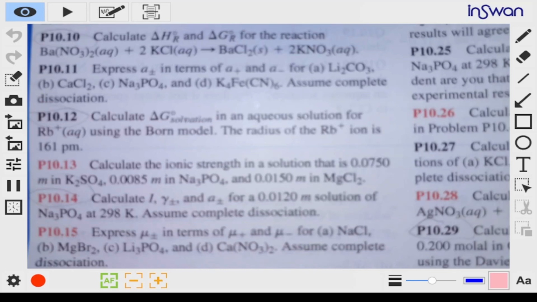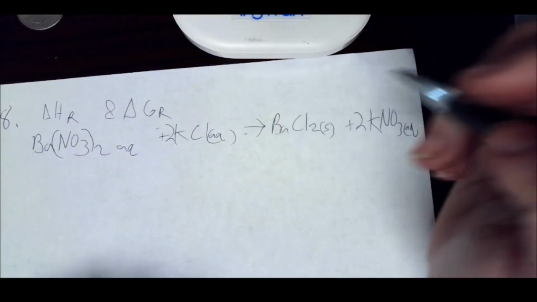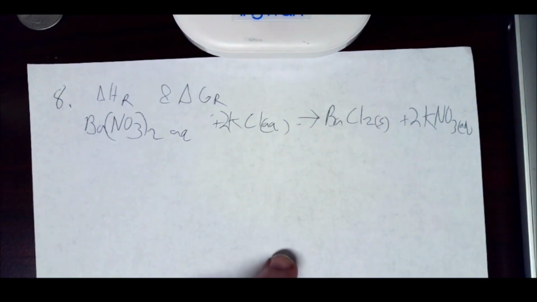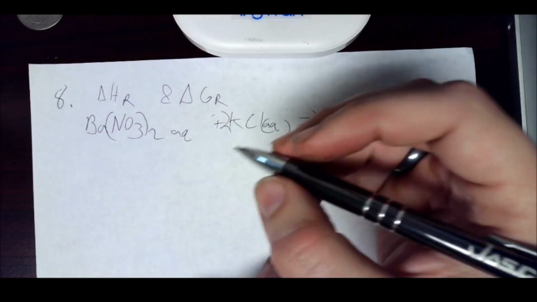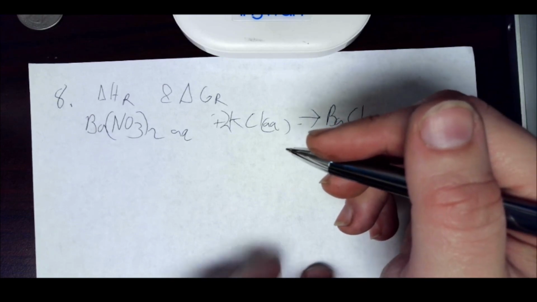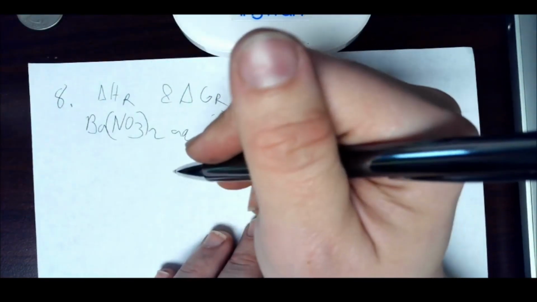Problem 10. Calculate the enthalpy of reaction and the Gibbs of reaction for the following reaction. Barium nitrate aqueous and potassium chloride aqueous goes to form barium chloride solid and potassium nitrate aqueous. Number 10 is surprisingly easy, so long as you keep one thing in mind. Always check the numbers in the back of the book. There's actually a typo in my textbook. It's the stupidest typo ever. We'll get to that in a second.